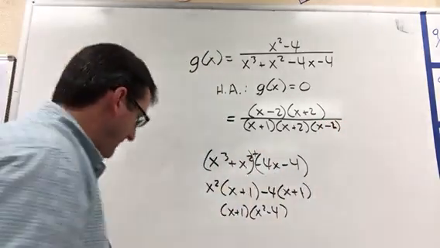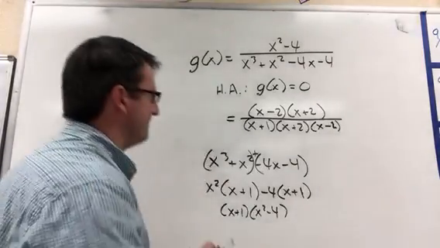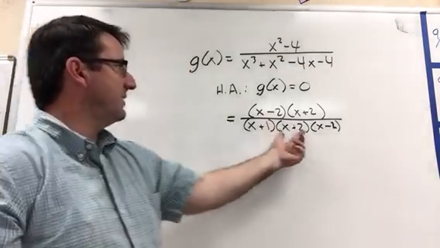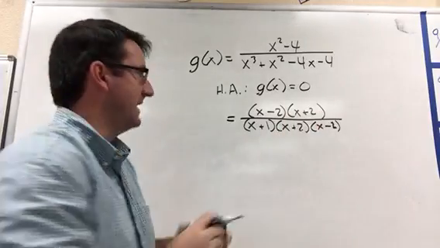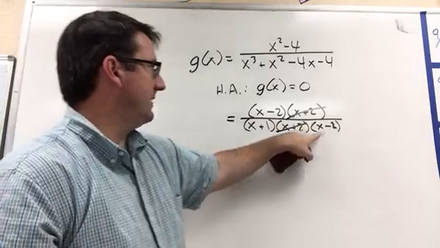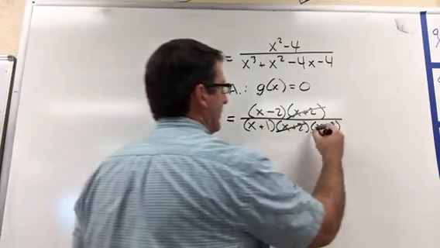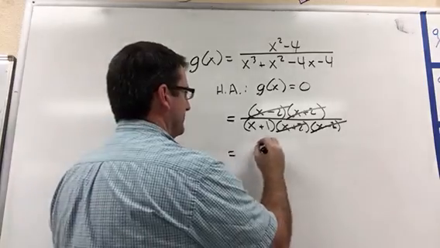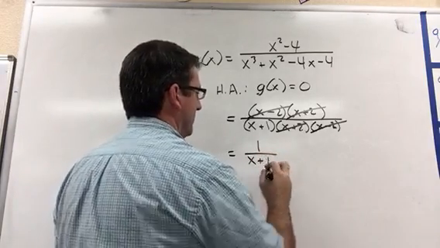All right, so notice what happens here. We've got an x plus 2 on the bottom and an x plus 2 on the top, so those are going to divide to 1. And here we have an x minus 2 on the bottom and an x minus 2 on the top. That's going to divide to 1. So what we're left with is 1 over x plus 1.